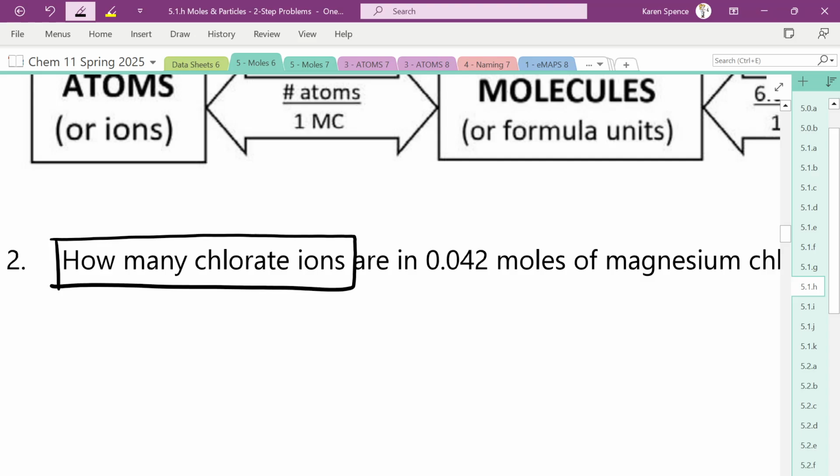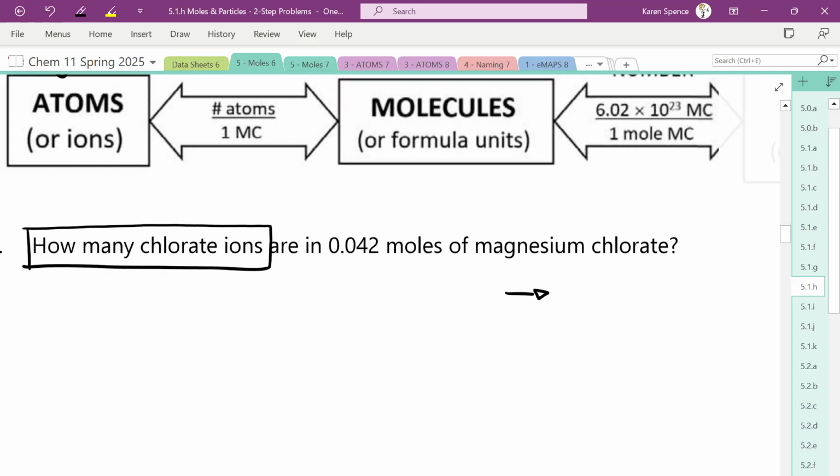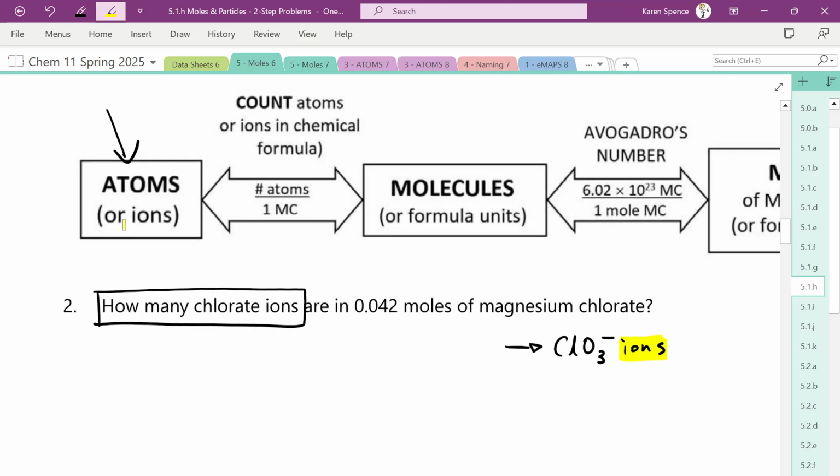How many chlorate ions? That's what I want to get to at the end. Yeah, I want to end with chlorate ions. Chlorate is ClO3 minus ions. So we are starting with ions. That means we are starting over on the left. We are going to convert that into molecules or formula units. What are we looking for the molecules or formula units of? What is the compound?